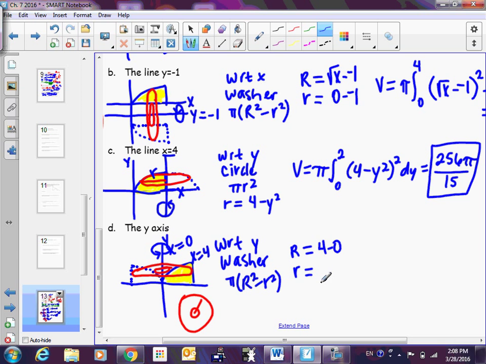Okay, little r. So remember the inner edge, what did we call the inner edge with respect to y? Y squared. And again, minus 0. In a washer problem, your little r and big R should have a commonality of minus the same number or the same number minus that.